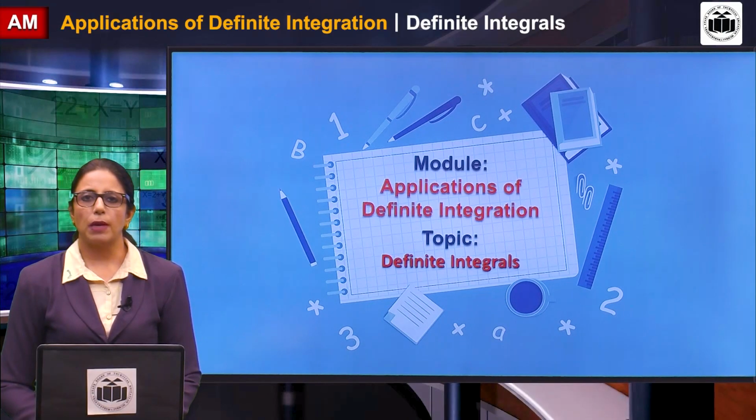The module we are learning from is Applications of Definite Integration. The topic we are going to learn today is definite integrals.